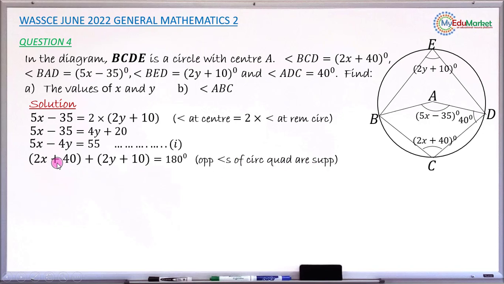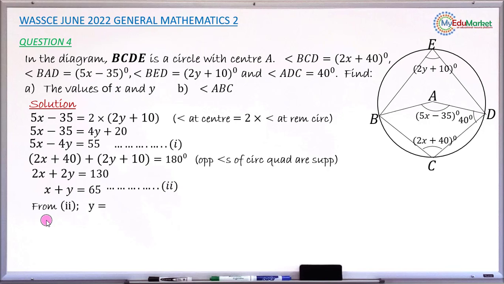So collecting like terms, simply removing this very bracket, you have 2x plus 2y, and 40 plus 10 gets 50, and 50 taken to the right hand side becomes minus. So you now have 2x plus 2y equals 130. So dividing through by 2, you now have x plus y equals 65, and you now call this equation 2. So it is this equation 1 and equation 2 that I will now solve simultaneously in order to answer this very question number A.